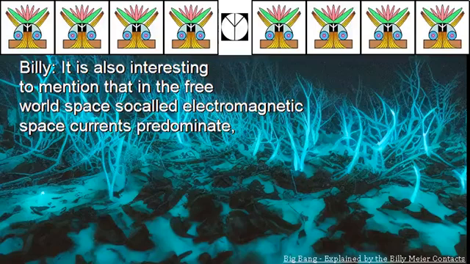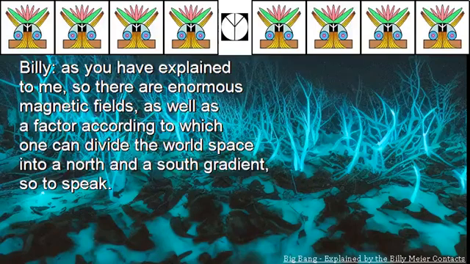It is also interesting to mention that in the free world space, so-called electromagnetic space currents predominate, as you have explained to me, so there are enormous magnetic fields, as well as a factor according to which one can divide the world space into a north and a south gradient, so to speak.